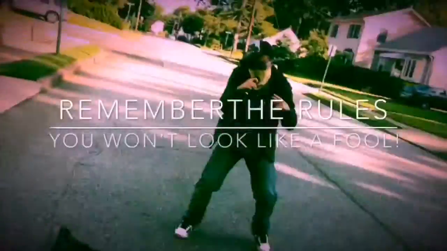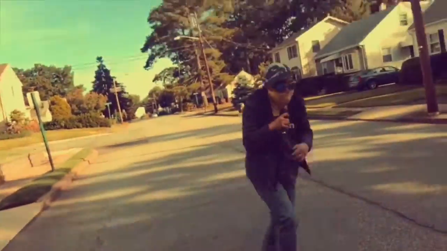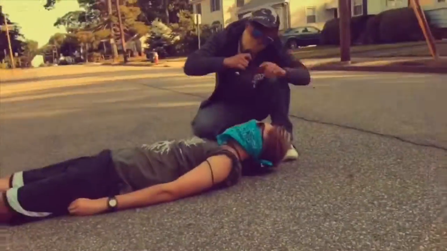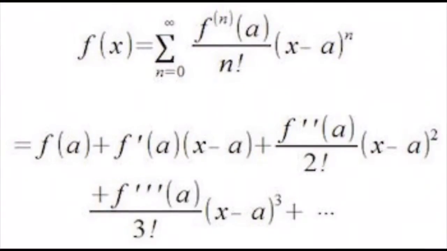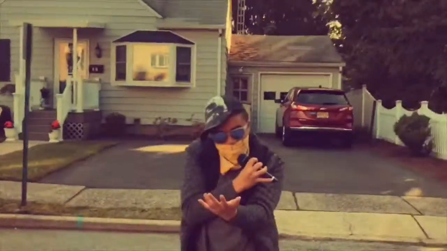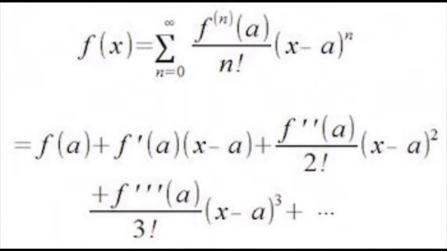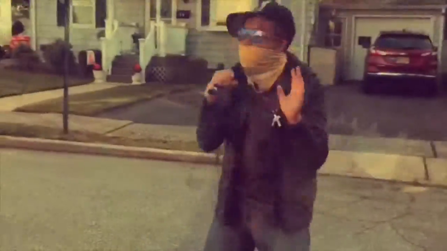Taylor and Maclaurin can be so very boring, but if you remember the rules, you won't look like a fool. Provided the power series representation for the function f of x about x equals a exists, the Taylor series is f of x equals the sum from n equals 0 to infinity of f to the n of a times the quantity x minus a to the n over n factorial. If a equals 0, it's just called Maclaurin instead of Taylor.